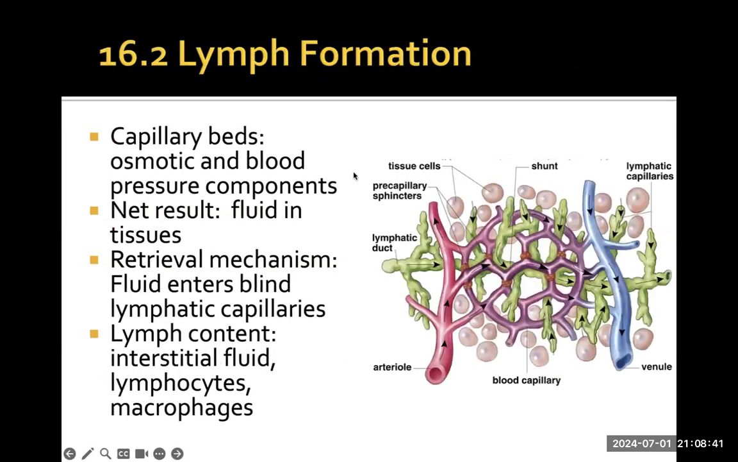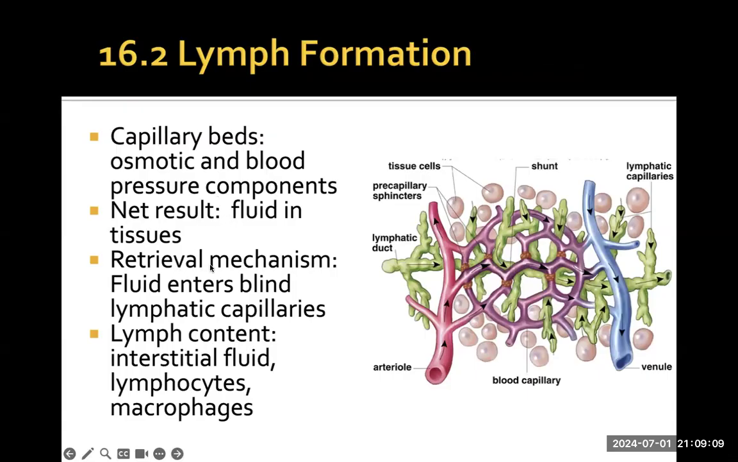So lymph formation, when you look at the capillary beds here, right, these are arteries, these are veins, these are the capillary beds, you'll notice that the lymph runs directly through them. So they kind of just run in parallel with each other. Like you'll see the green is a lymphatic duct that runs through the capillary bed. So the capillary beds are to maintain osmotic and blood pressure components. The result is going to be fluid into the tissues.